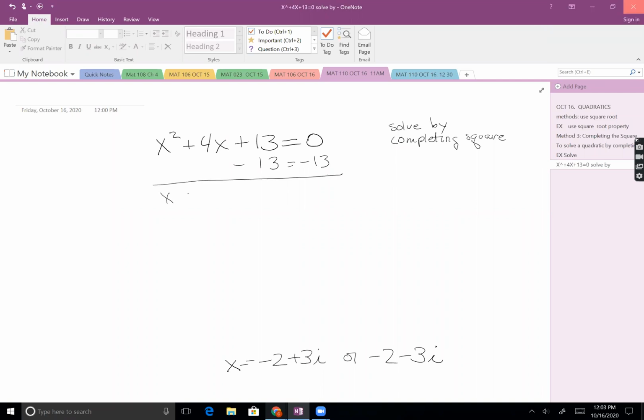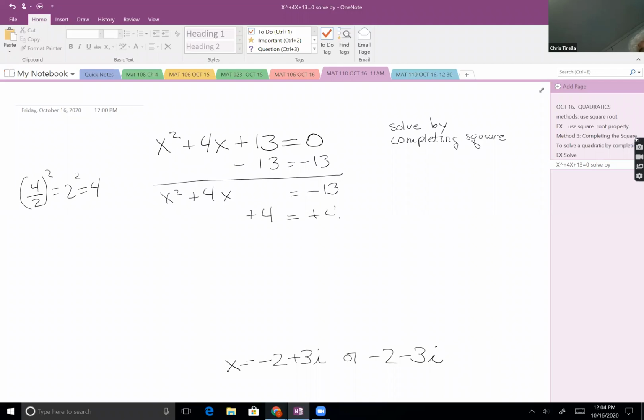Okay. This x squared plus 4x equals negative 13. And I'm guessing that you took the 4, divided it by 2, and squared it to get 2 squared, or 4. And the only problem you have is when you add 4 to one side of the equation, you've got to remember to do it to both sides.